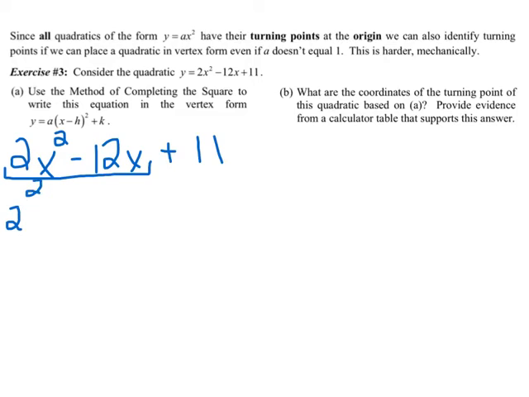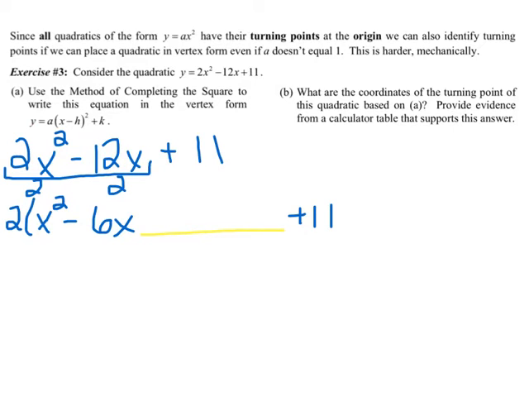And then I'm going to divide by 2, don't forget. So I'm going to be left inside my parentheses with x squared minus 6x. And I want to go ahead and take that plus 11, and slide it way over here. You should have a nice gap right here. We're going to fill that gap in a moment.